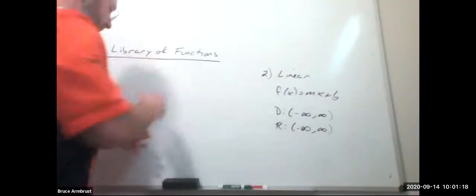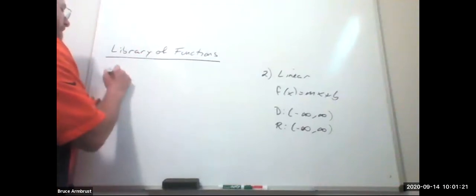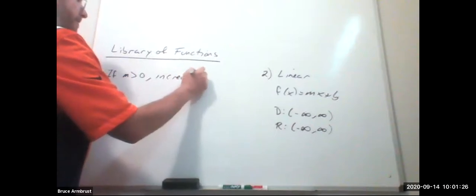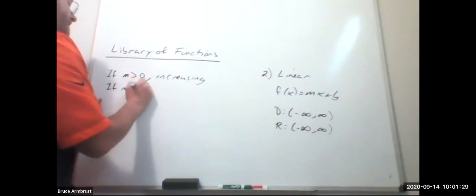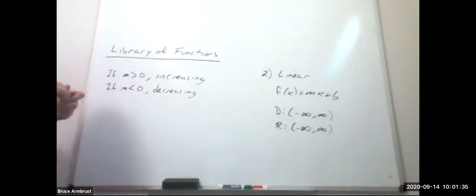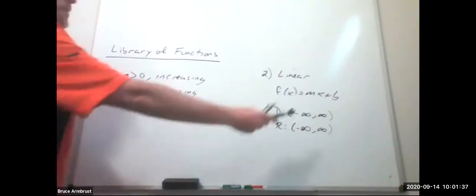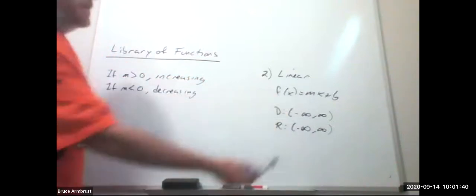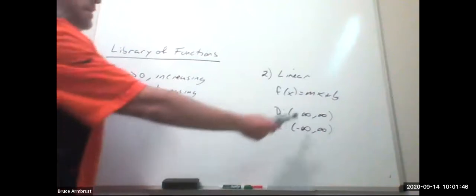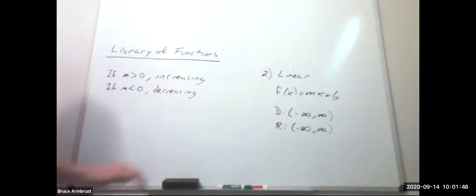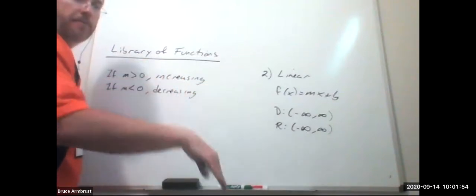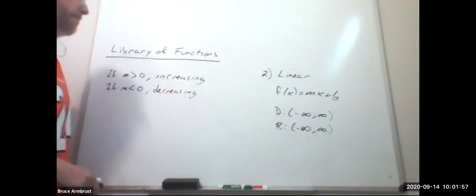So we're going to continue the linear talk over here. So if m is greater than 0, it's increasing. And if m is less than 0, it's decreasing. And hopefully you remember that. Slope is really telling you the direction that these things go. Remember, b is your y-intercept, so where you cross the axis. And then the slope just tells you which direction to go. Positive slope means you're going up to the right. Negative slope, you're going down to the right.